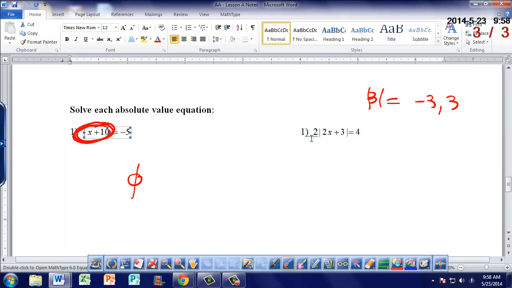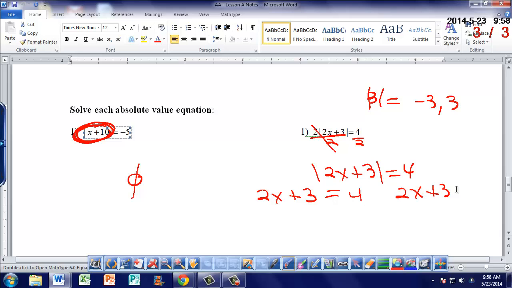Now this one, the absolute value bars are not by itself. So my first step is to divide both sides by 2. Now I have 2x plus 3 equals 4. The absolute value bars are by itself, so now I'm going to make 2 equations. 2x plus 3 equals 4, and 2x plus 3 equals -4. You solve both of those equations, and you're going to get -1/2 and -5/2.